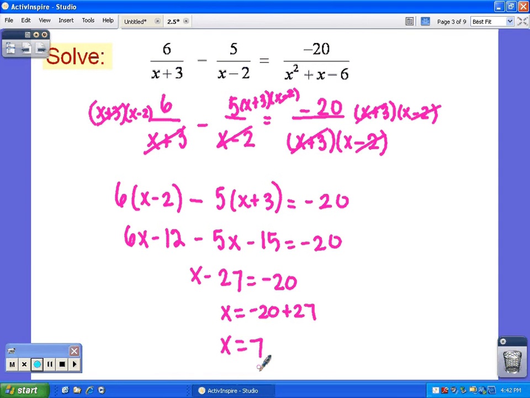Now remember, we do need to check to make sure that it does not make any denominator 0. Plugging into the first denominator, 7 plus 3 is 10, 7 minus 2 is 5, and remember that last denominator is just the two previous denominators combined, so we know that 7 is our answer.